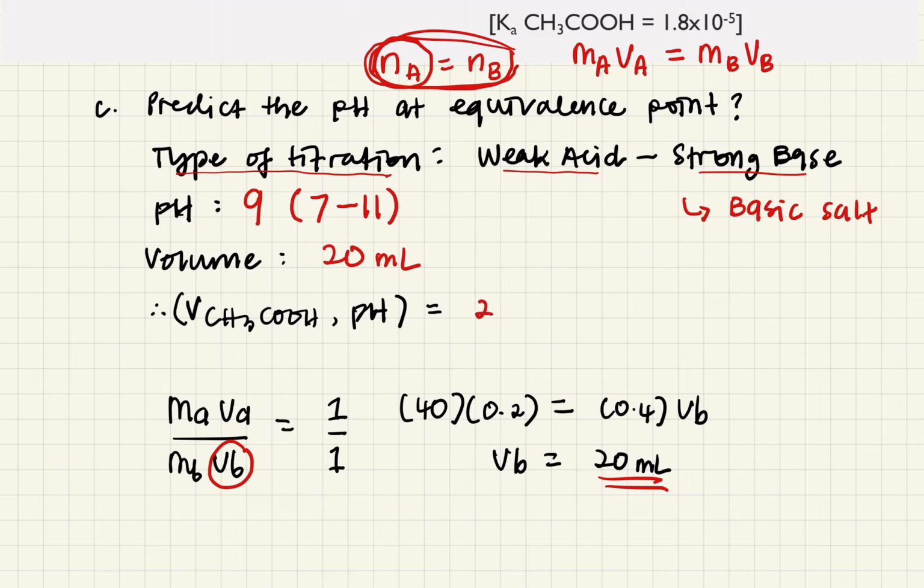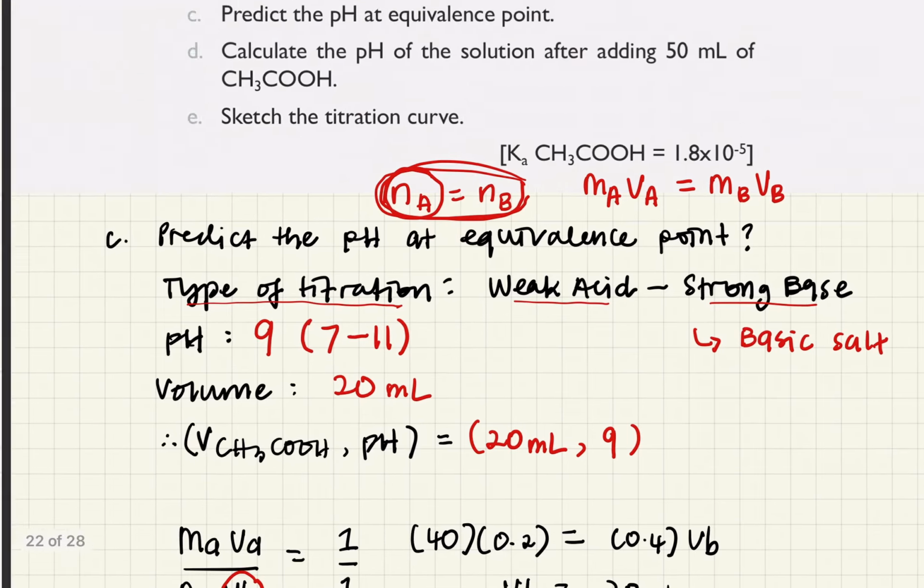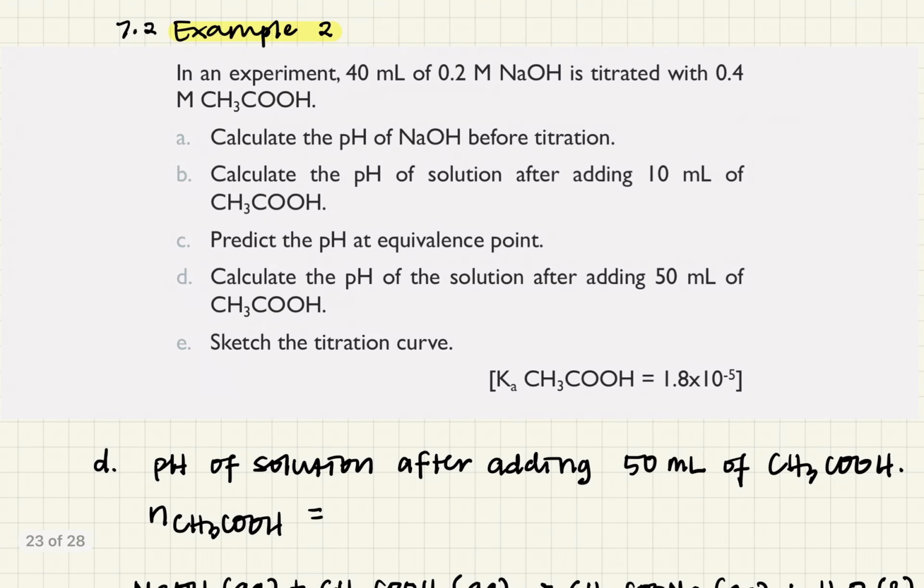So that means you need 20 mils of acetic acid and your pH will be 9. So that's your coordinate at the equivalence point. Okay, so next, D. We're going to calculate the pH of the solution after adding 50 mils of acetic acid.